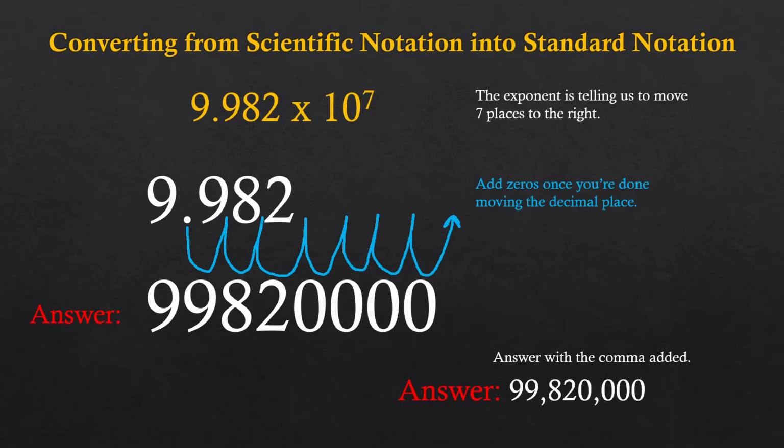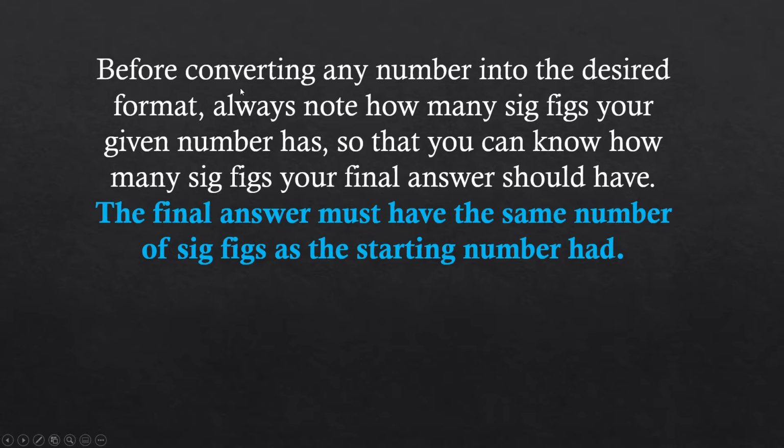Okay, so this is the second video in regards to significant figures. In this video, we're going to be converting from scientific notation into standard notation. Before converting any number into the desired format, always note how many sig figs your given number has so that you can know how many sig figs your final answer should have. The final answer must have the same number of sig figs as the starting number had. And if you don't understand this concept, you will understand it at the end of the video.